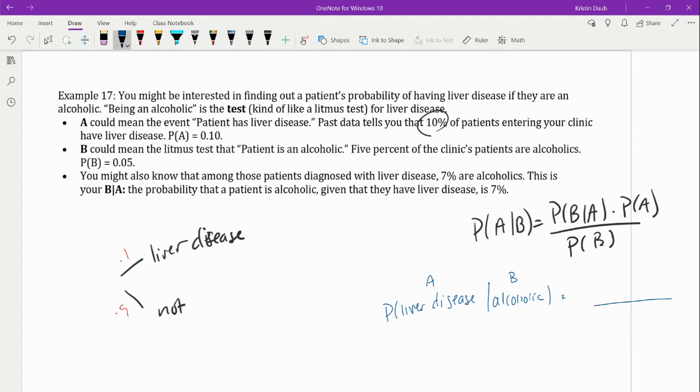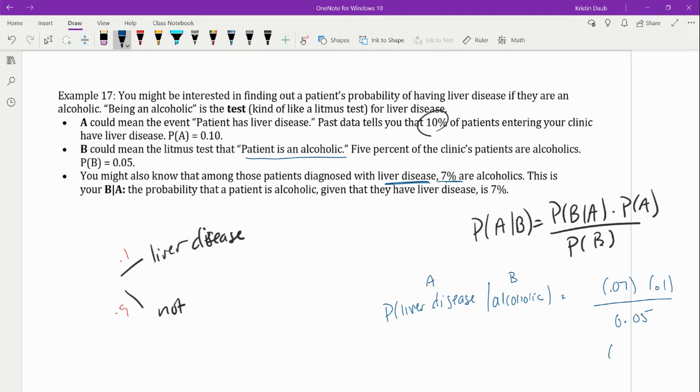So when I'm filling this into my formula, I'm told the probability of liver disease, the probability of A, is 0.1. We have patient is an alcoholic, that's B. And we know that 5% of the clinic's patients are alcoholics. So the probability of B that goes in the denominator, that's 0.05. All right, and we know that among people who have liver disease, 7% are alcoholics. So if I know that they have liver disease, I know that 7% of them are alcoholics. This is taking my conditional probability and flipping it around. So this is where my 7% goes, the probability of B given A.